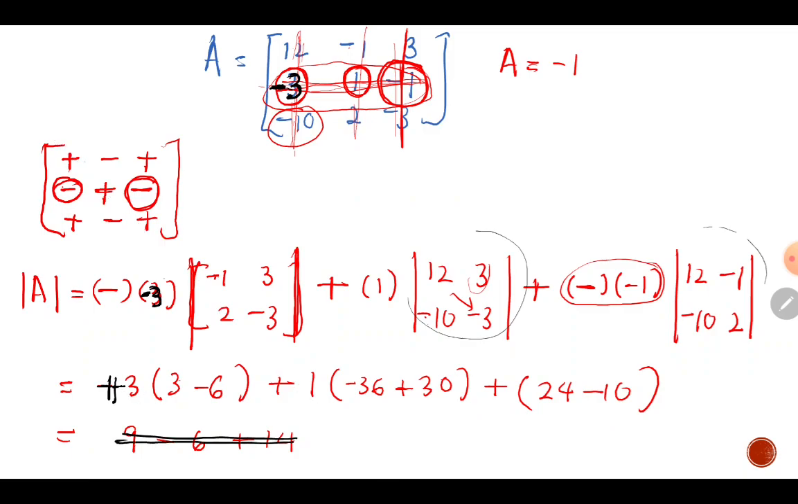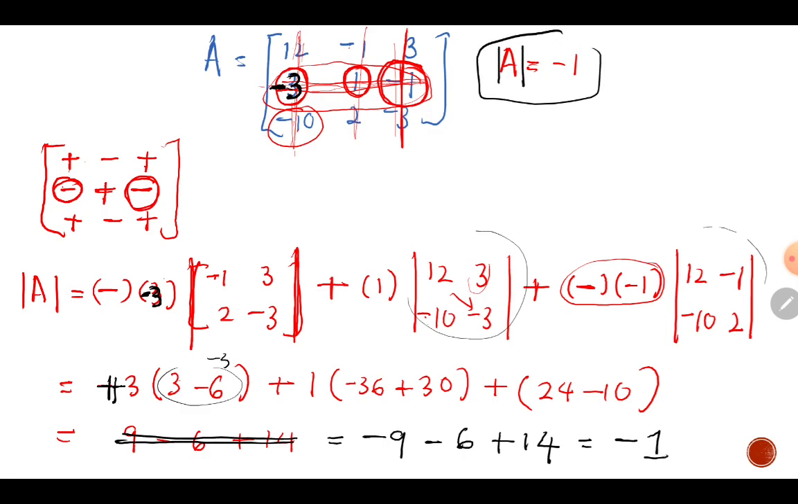Okay, so this one 3 darab dengan 3 tolak 6. So kita akan dapat yang ni 3 tolak 6 is negatif 3, darab dengan 3 negatif 9. Okay, and then negatif 36 tambah 30 is negatif 6. Tambah 24 tolak 10 is 14. So you akan dapat negatif 1. Sama tak dengan jawapan tadi? Yes, determinant of A is equals to negative 1. Okay, here we have negative 15 plus with 14, which is equals to negative 1.